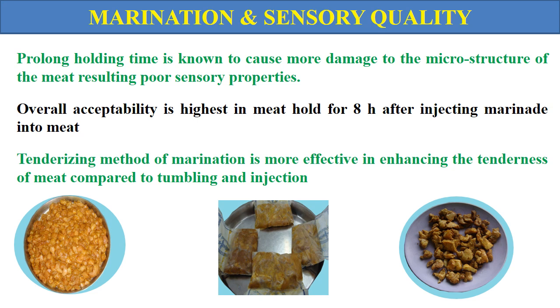There is a tenderizing method of marination, as I told earlier, and that is more effective in enhancing the tenderness of meat compared to tumbling and injection. If we go by tenderness, then the tenderizing method, that is the large number of multiple knives piercing the meat, and then it goes for marination, is best for tenderness in comparison to the tumbling and injection methods of marination.